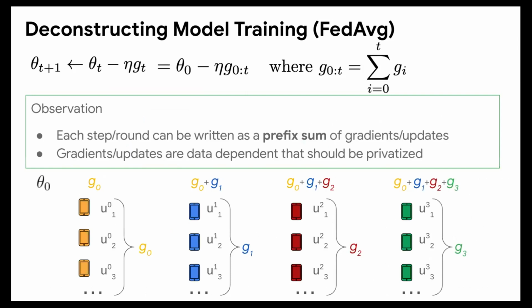So one of the main observations that led us to this algorithm is this: consider the model training process, not limited to federated learning, the general model training process, and we use Fed averaging as an example. Each step or round can be written as a prefix sum of gradients and updates, and the gradient updates in these prefix sums are the only ones that are data dependent that should be privatized.